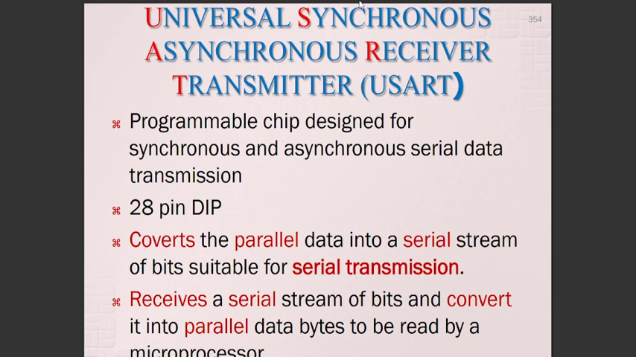My dear students, now we are going to discuss USART in detail. USART stands for Universal Synchronous Asynchronous Receiver and Transmitter. It is a programmable chip designed for synchronous and asynchronous serial data transmission, which consists of 28 pins. It converts the parallel data into serial streams of bits suitable for serial transmission, and receives serial streams of bits and converts them into a parallel data byte to be read by the microprocessor.